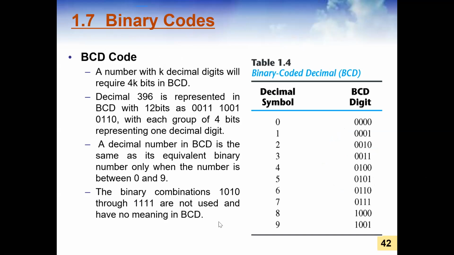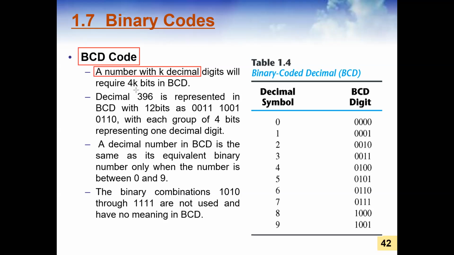BCD codes. BCD, that is, binary coded decimal. Okay, so what are binary coded decimal codes? In BCD, let's say we have a BCD number with k decimals, that is, k number of digits.